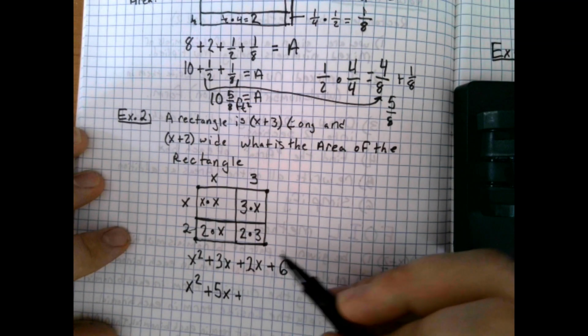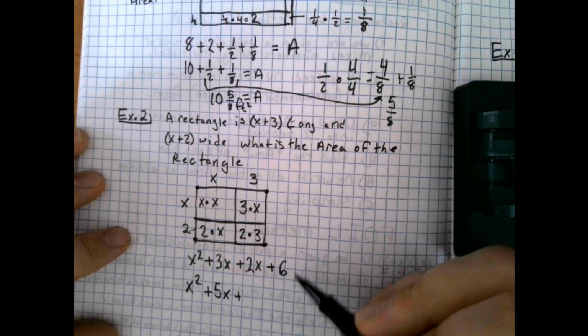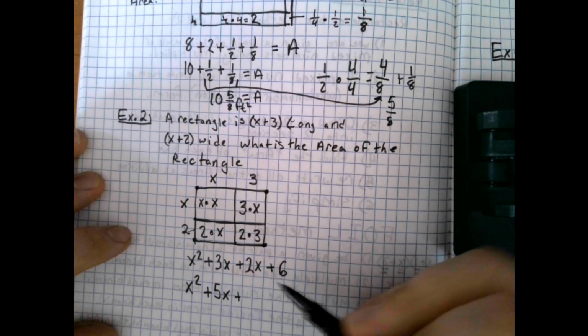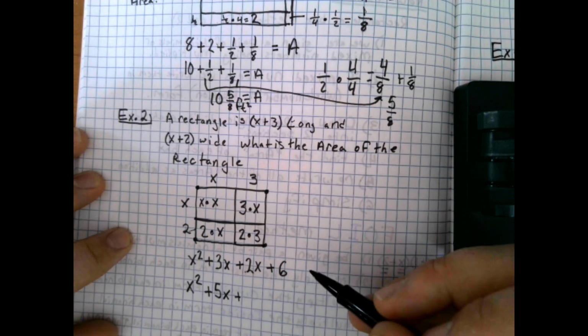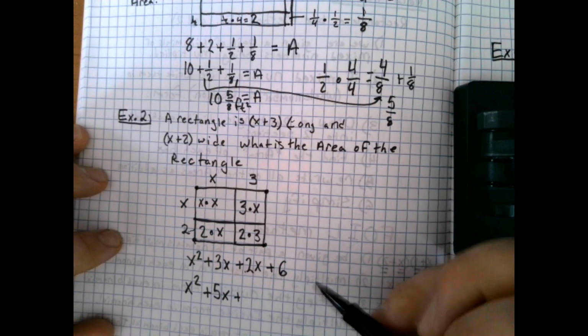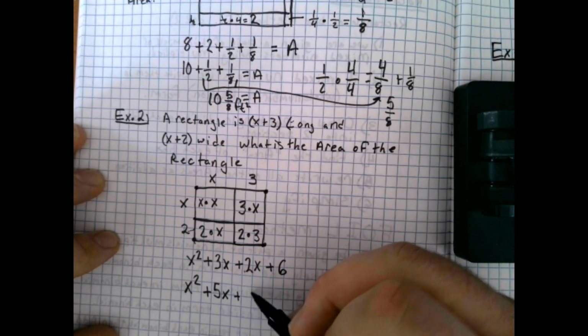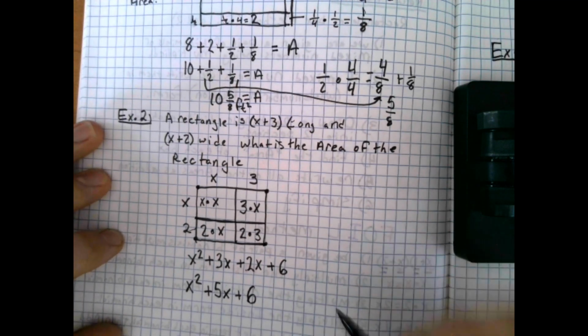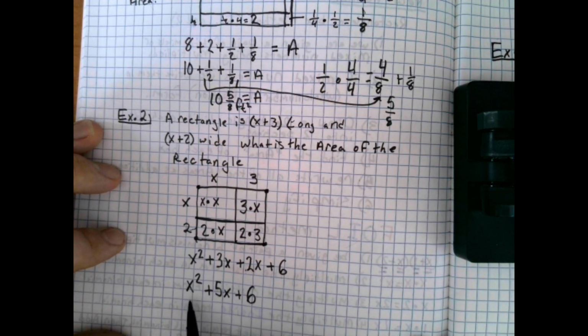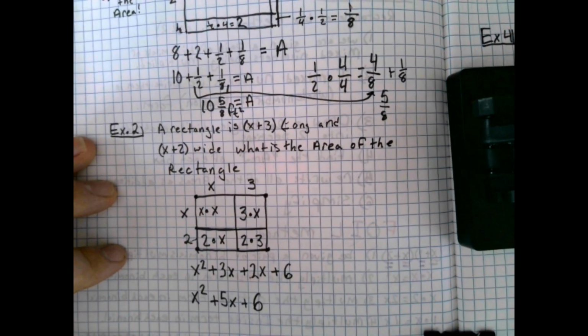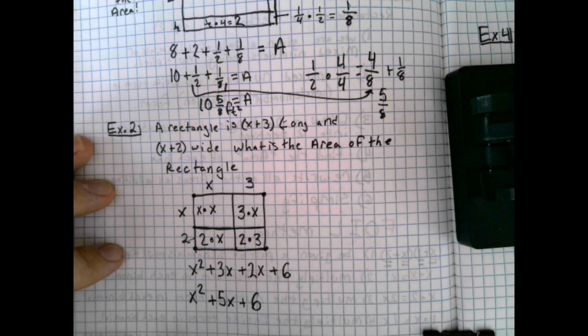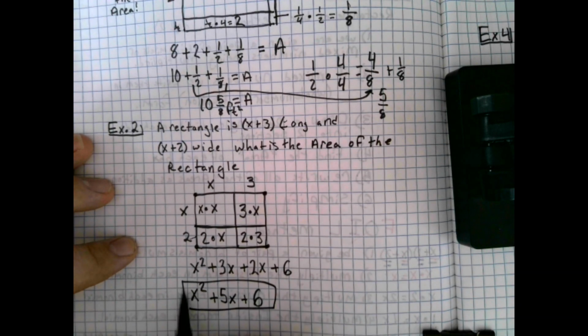Now, last but not least, we have our number here, this plus 6. It has no x, and there are no other constants in this expression, so we can just write 6 as a number right here. So we have x squared plus 5x plus 6. Now, in this case, we do not have any like terms here, so we are done. This is the end, and we stop.